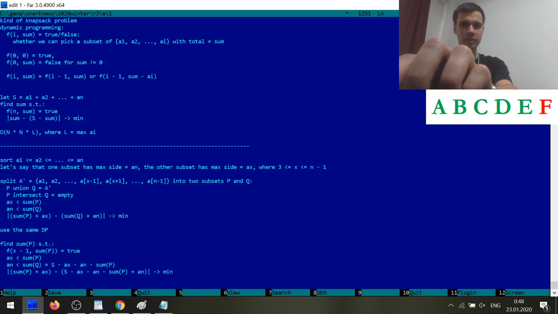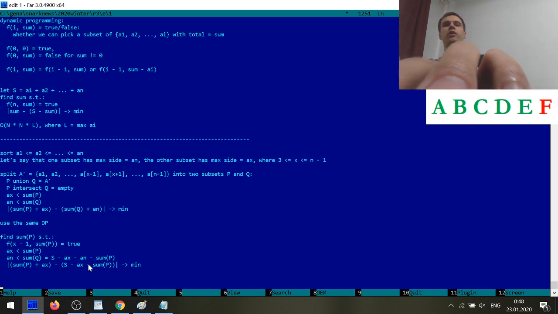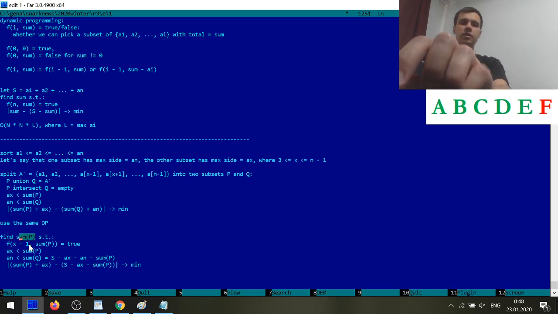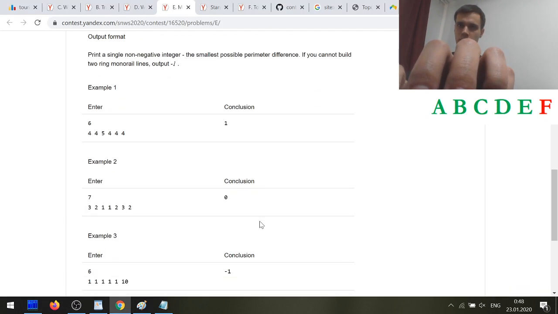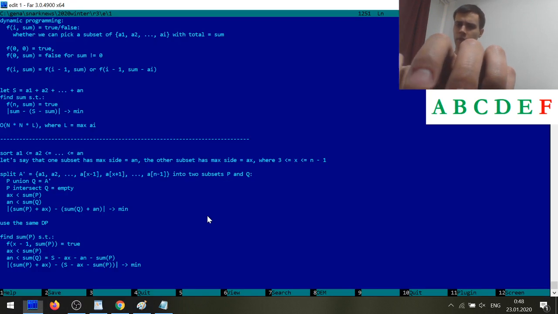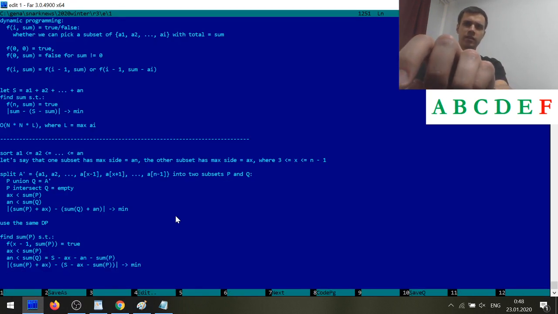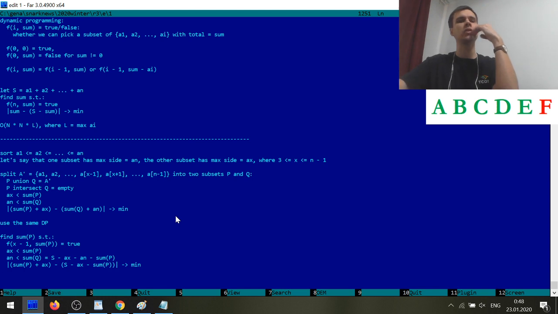So we can simplify it, but there is no need actually. Basically, we just try every possible sum of the first subset and just pick the one that satisfies all conditions. If we can't find the one that satisfies all conditions, we just output -1, -1. And if we can, we just minimize this difference, and that's how we get the answer. So that was quite thorough.